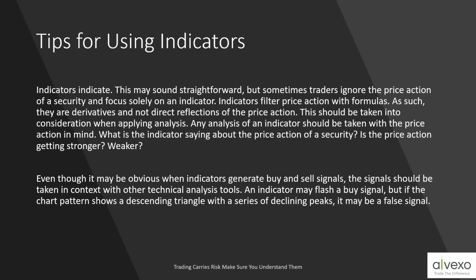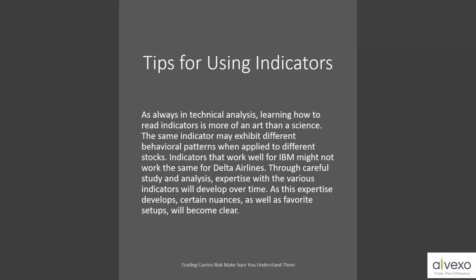They're hitting me in the back of the head saying, hey, dummy, look, there's a buy opportunity. Hey, dummy, there's a sell opportunity. And then I start applying my other technical analysis tools to make a decision. So if you think of them as buy and sell alerts, they're alerting you to a potential. An indicator may flash a buy signal, but if the chart pattern shows a descending triangle with a series of declining peaks, it may be a false signal.